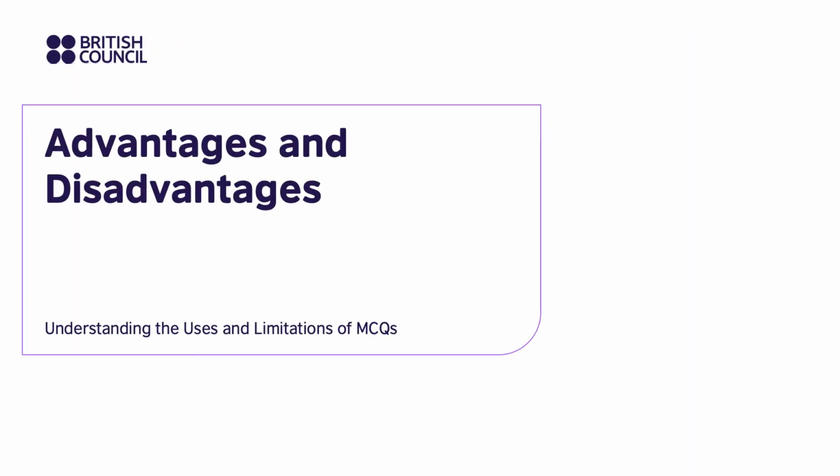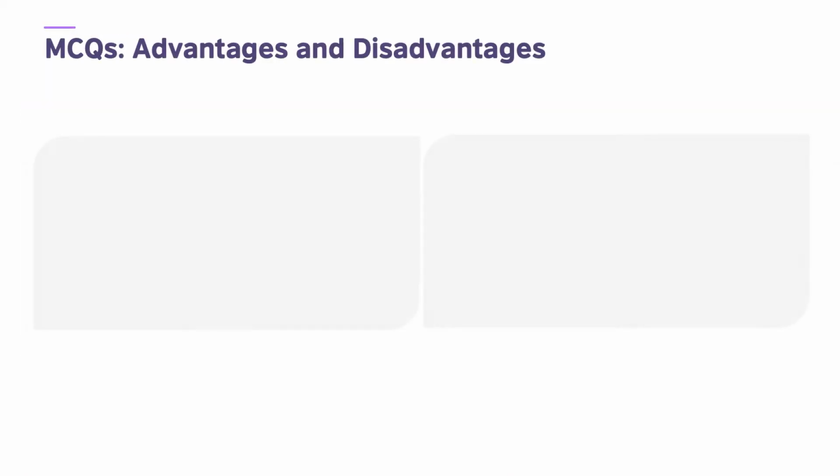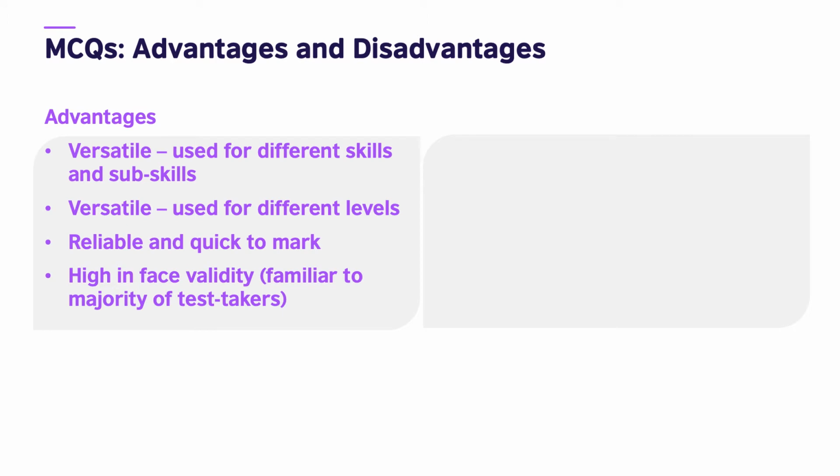In this section, we will look at some of the advantages and disadvantages. MCQs are ubiquitous in language testing. They certainly have many advantages. They are very versatile. They can occur in tasks of all skills and at all levels. This is because you can structure them to target information in a way that's appropriate for both lower levels and higher levels. For example, they can require test takers to identify either concrete information and more abstract opinions.